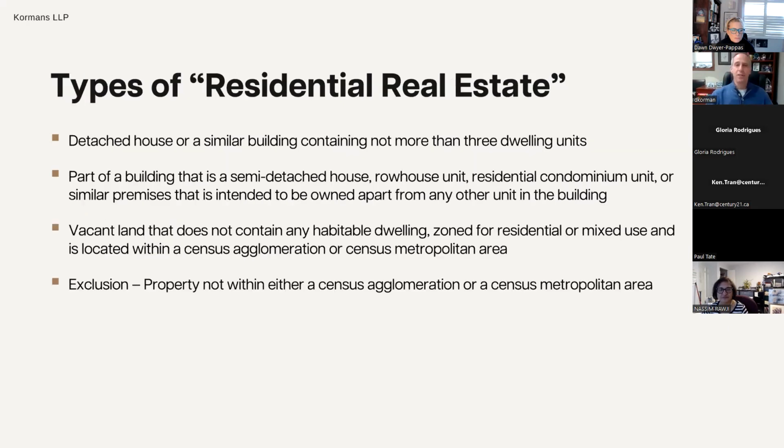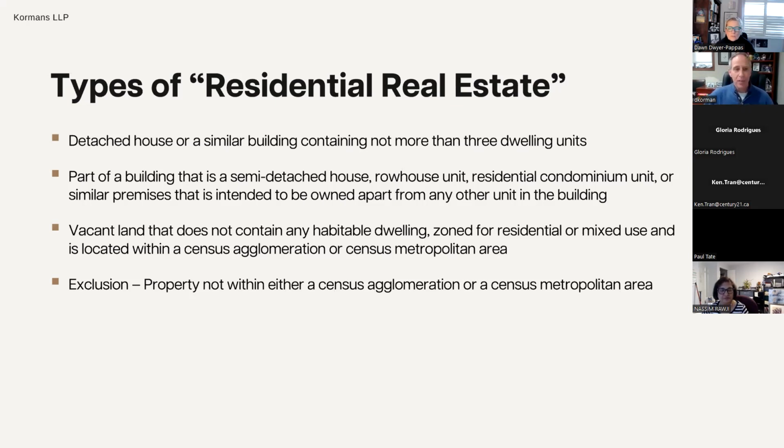There's also a definition now of what's considered to be residential real estate, which is a detached house or similar building containing not more than 3 dwelling units, or part of a building that's a semi-detached, row house, or condo, that's intended to be owned apart from any other unit in the building.